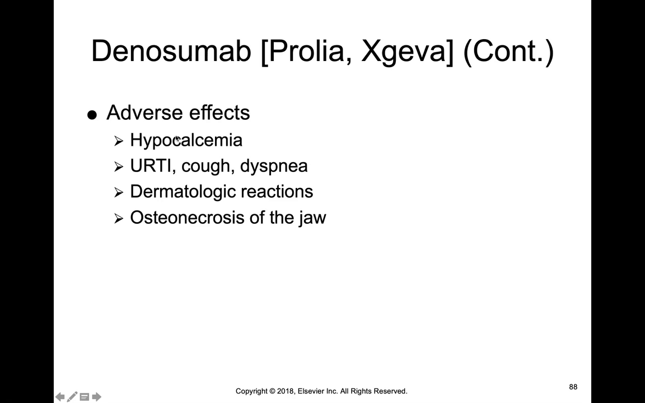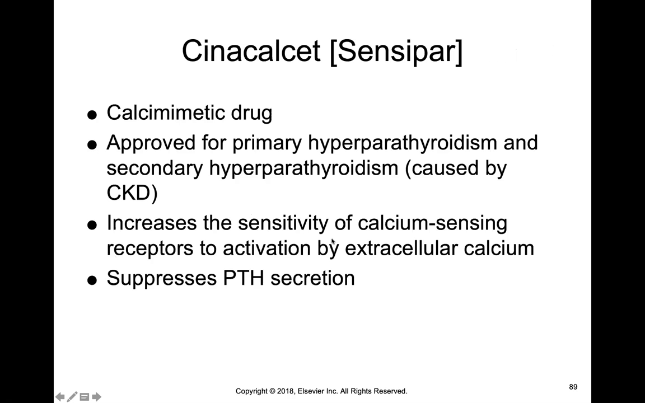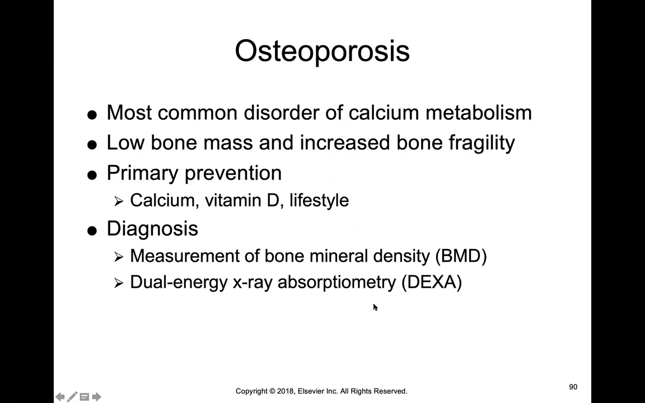These are some of the adverse effects. So it is, of course, hypocalcemia. But ONJ is also a possibility with this medication. But there is no renal dosing involved with Prolia, so that's a nice thing to know. Cinacalcet is a calcimimetic drug. This is also used for hyperparathyroidism. And what it does is it suppresses PTH secretion.